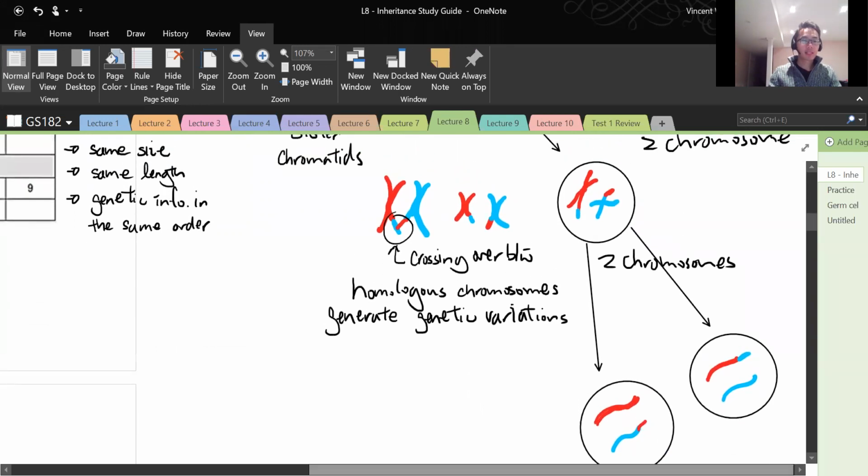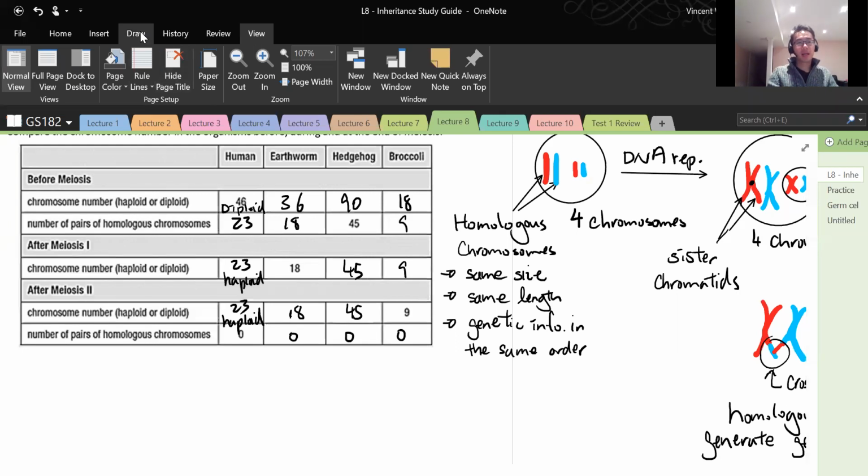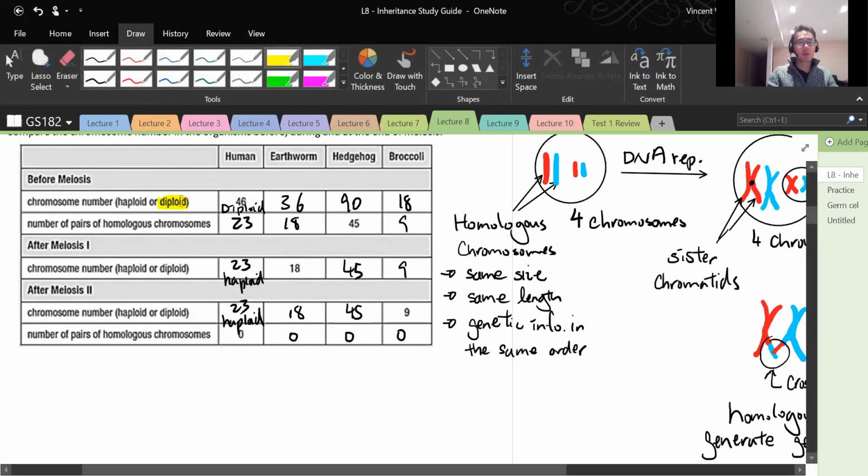So this chart is very simple. It's just the starting number here, and everything is going to be half. So this is 18. Everything's going to be 18, and then the first one will be 36. But it's 0 across for the number of homologous chromosomes in the end. This is 45. Then we started with 90. 45, 45, 90, 18.